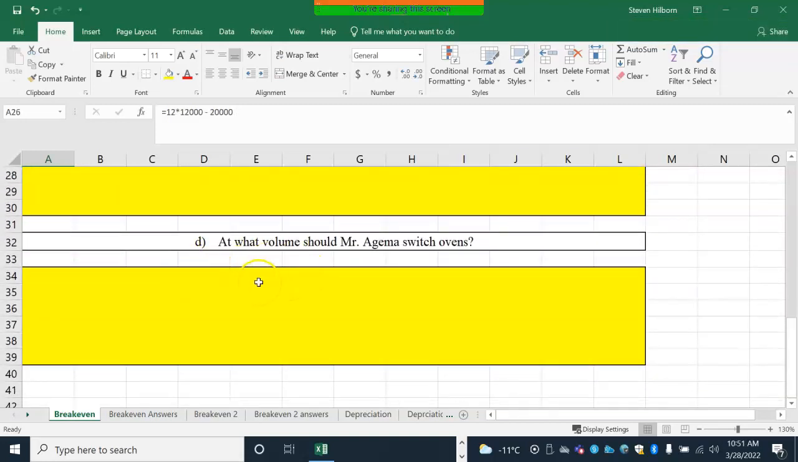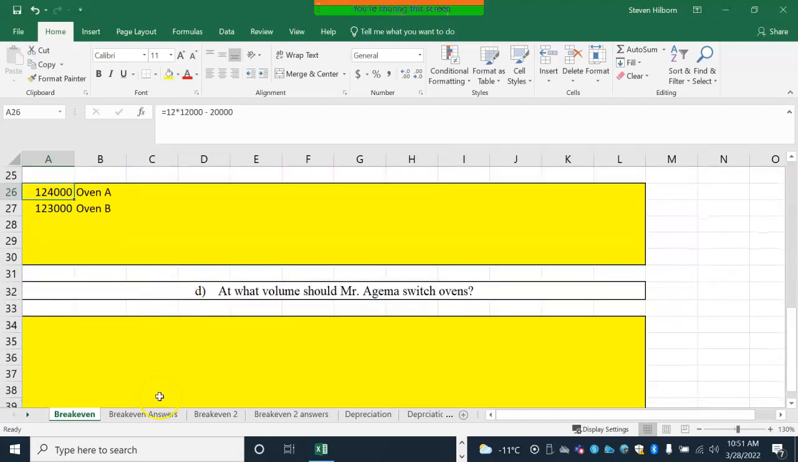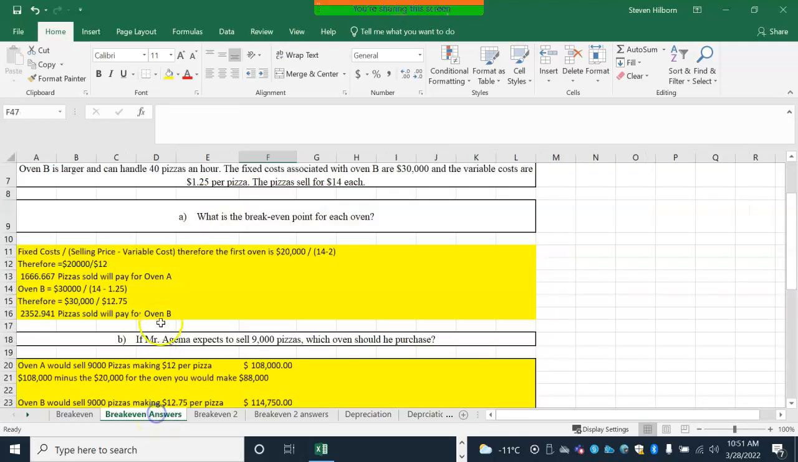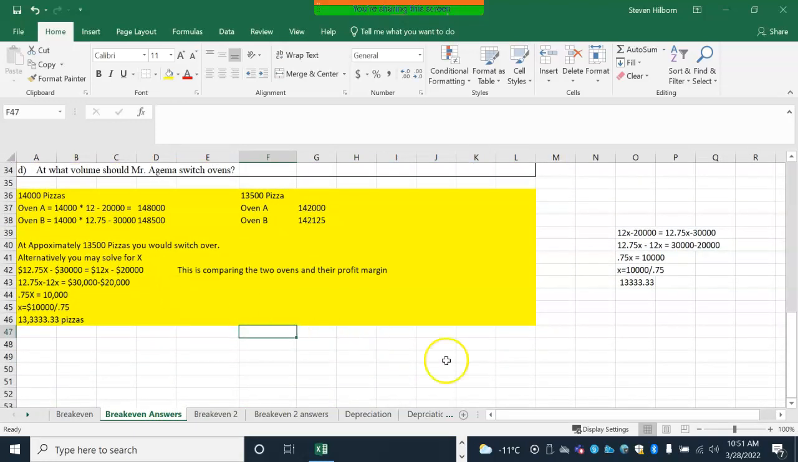So then you want to say, okay, at which volume should Mr. Agama switch ovens? Right? So we want to know, is there a certain level that we want to actually get to? There's a couple ways of doing it. I'm going to pull this in from, I've given you lots of answers. If you look back to your actual PowerPoints, they have these formulas here for you. So one, you can just do a stab in the dark. This is one that we did here.